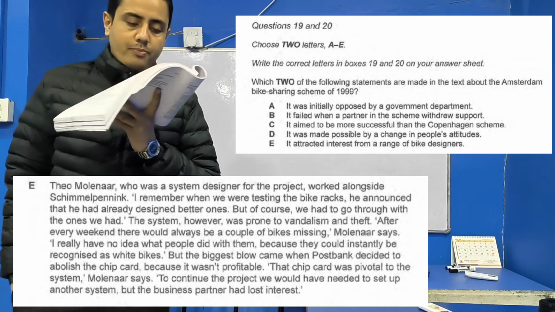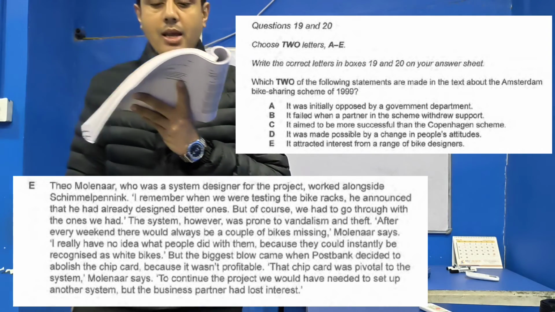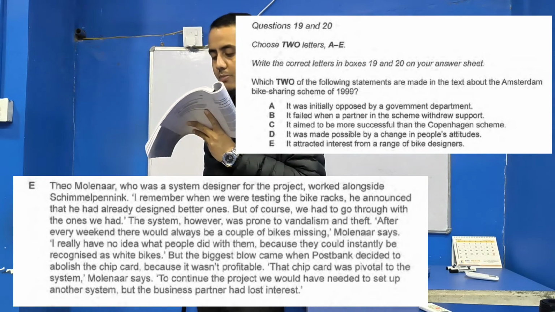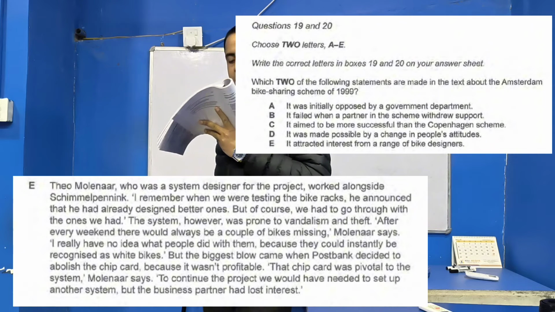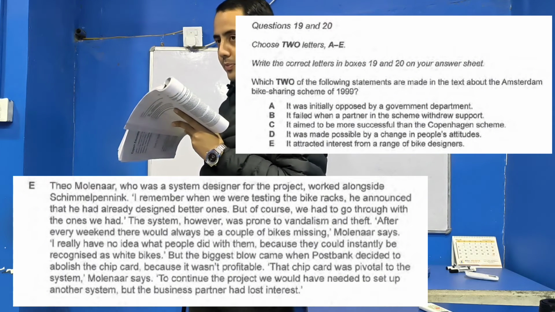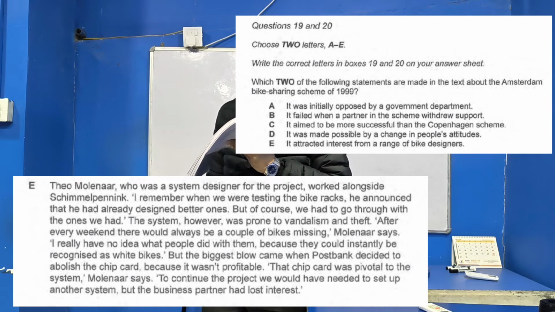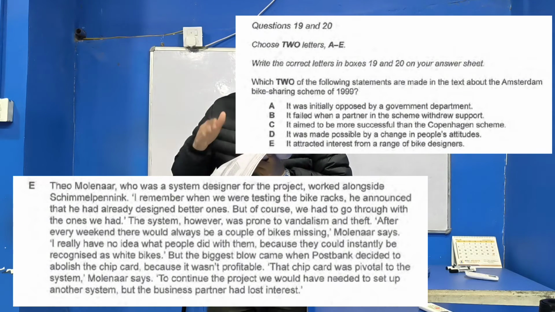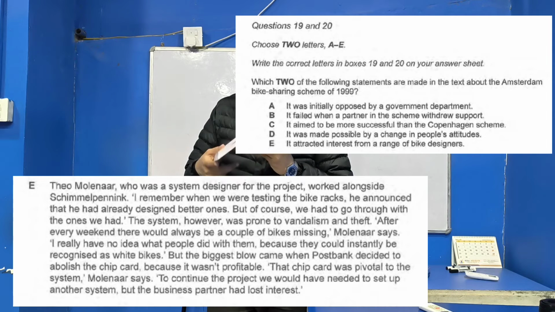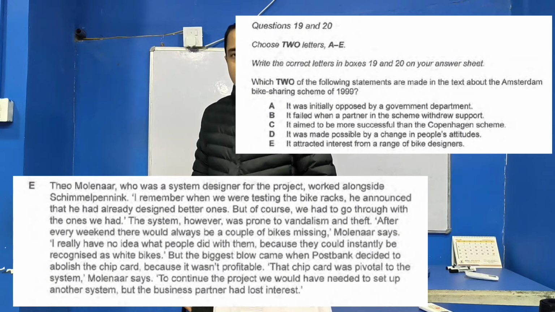But the biggest blow means something difficult, came when Postbank decided to abolish the chip card because it wasn't profitable. So the company which made the card through which you pay for the bicycles stopped making the card. That chip card was pivotal to the system. What does pivotal mean?